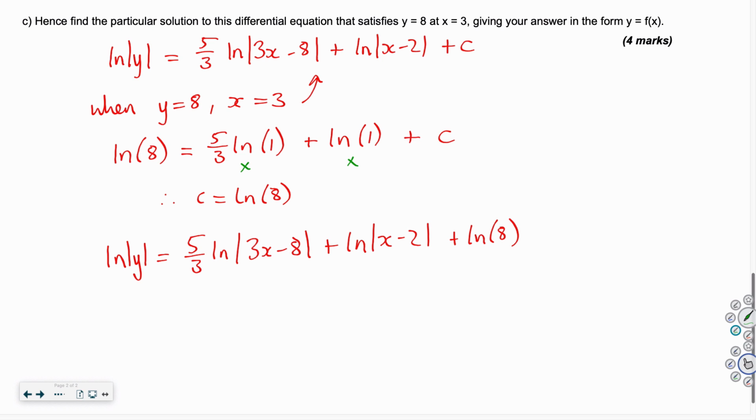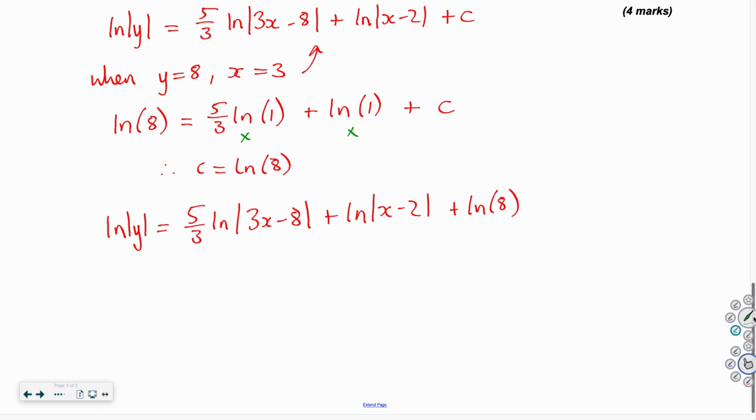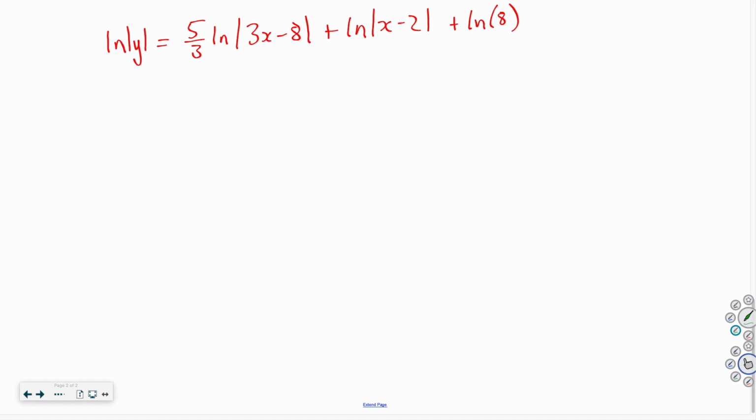Now it wants it in the form y equals f of x. So what I'm going to do before I get rid of our natural logs is simplify as far as I can. So the first thing I'm going to do is I'm going to say we can bring this 5 over 3 up to the top there. So the natural log of the modulus of y will equal the natural log of the modulus of 3x minus 8 to the 5 over 3, using a log rule there. And then I'm going to be multiplying these logs together, because an addition of a log, we then multiply them together. So we're going to get the natural log of the modulus of 8 times x minus 2.